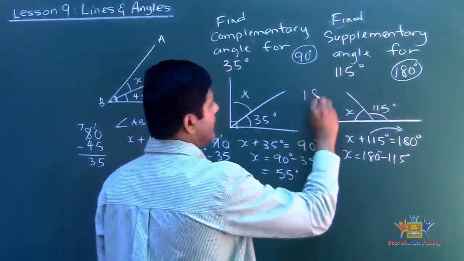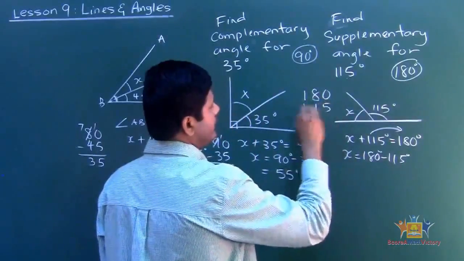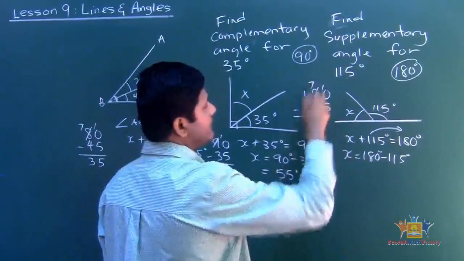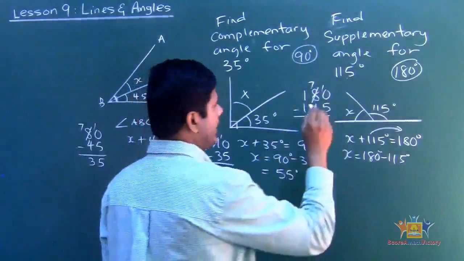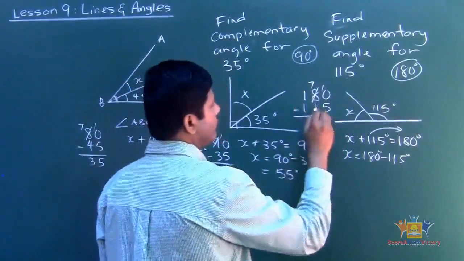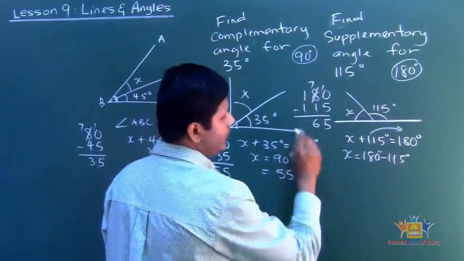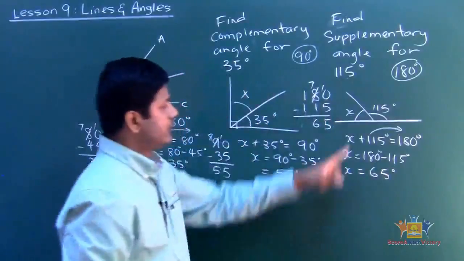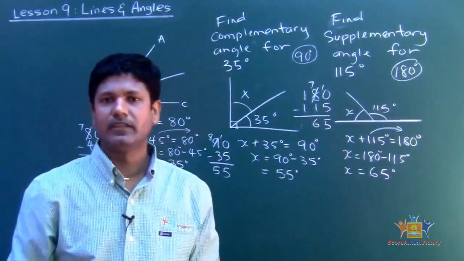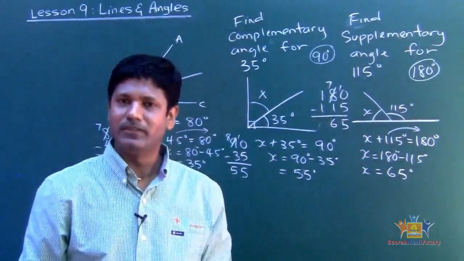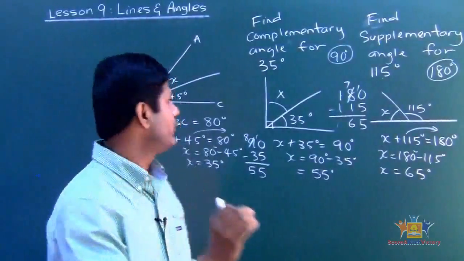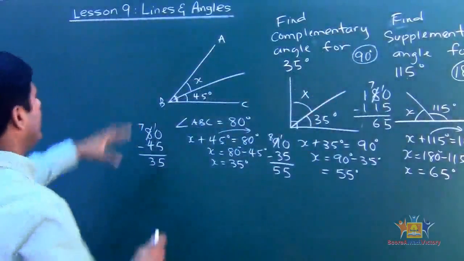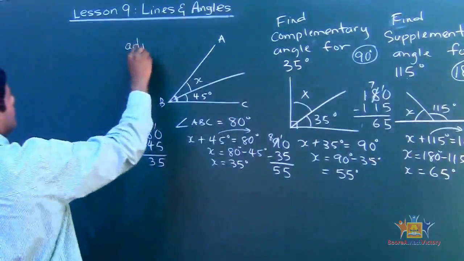Line them up. 180 minus 115. 0 minus 5, I cannot borrow from 8. 8 becomes 7, 0 becomes 10. 10 minus 5 is 5. 7 minus 1 is 6. 1 minus 1 is 0. So x equals 65 degrees. Pretty easy, isn't it? So it's very important to understand complementary, supplementary, and adjacent.